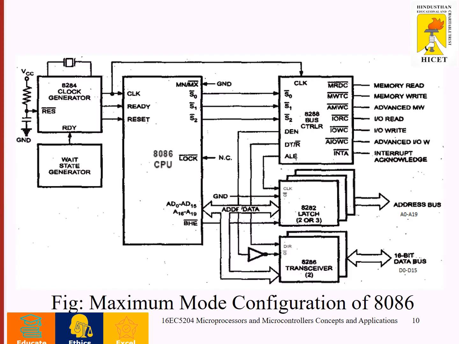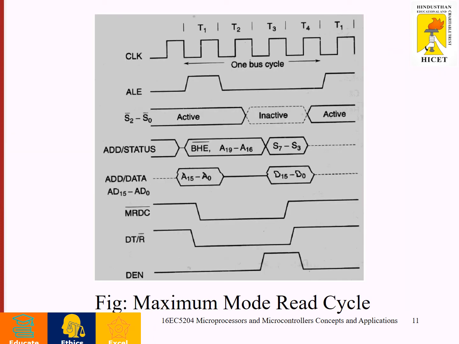This diagram shows the maximum mode configuration of the 8086. When compared with the 8086 minimum mode configuration, the only main difference is the bus controller IC 8288. Using this, various control signals like memory read, memory write, advanced memory write, I/O read, I/O write, advanced I/O write and interrupt acknowledgement are generated. The remaining part is the same as the minimum mode configuration.